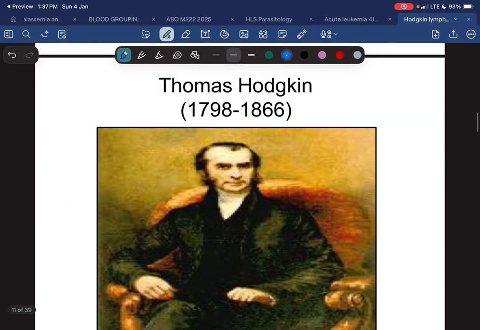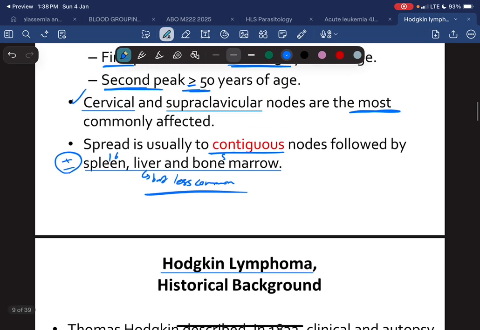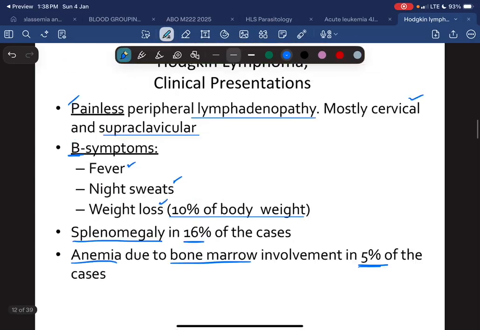Histopathology of Hodgkin lymphoma. Of course, we have neoplastic cells. The neoplastic cells are called RS cells, Reed-Sternberg cells.